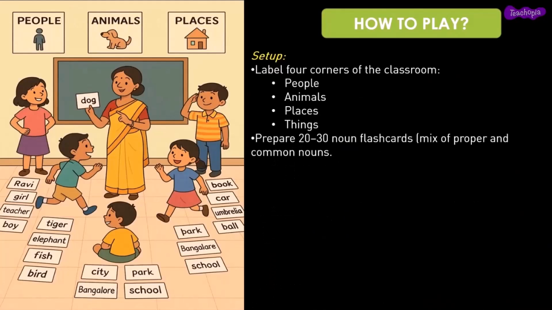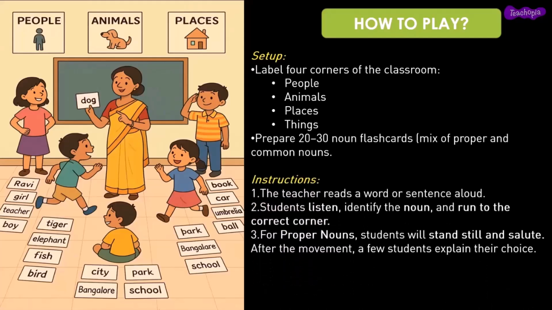The teacher sets up 4 corners of the classroom with labels: people, places, animals, and things. She then prepares 20 to 30 noun flashcards, a mix of proper and common nouns. The teacher reads a word or sentence aloud from the flashcard prepared.